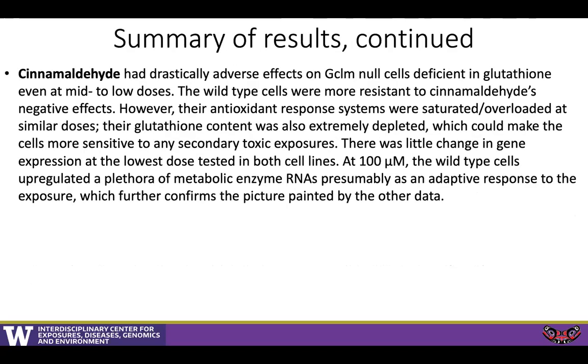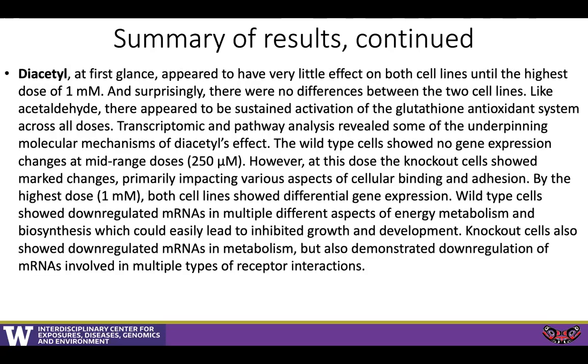Cinnamaldehyde had drastically adverse effects on GCLM null cells deficient in glutathione, even at mid to low doses. The wild-type cells were more resistant to cinnamaldehyde's negative effects. However, their antioxidant response systems were saturated or overloaded at similar doses, and their glutathione content was also extremely depleted, which could make the cells more sensitive to secondary toxic exposures. There was little change in gene expression at the lowest dose tested in both cell lines. At 100 micromolar, the wild-type cells upregulated a plethora of metabolic enzyme RNAs, presumably as an adaptive response to the exposure, which further confirms the picture painted by the other data.